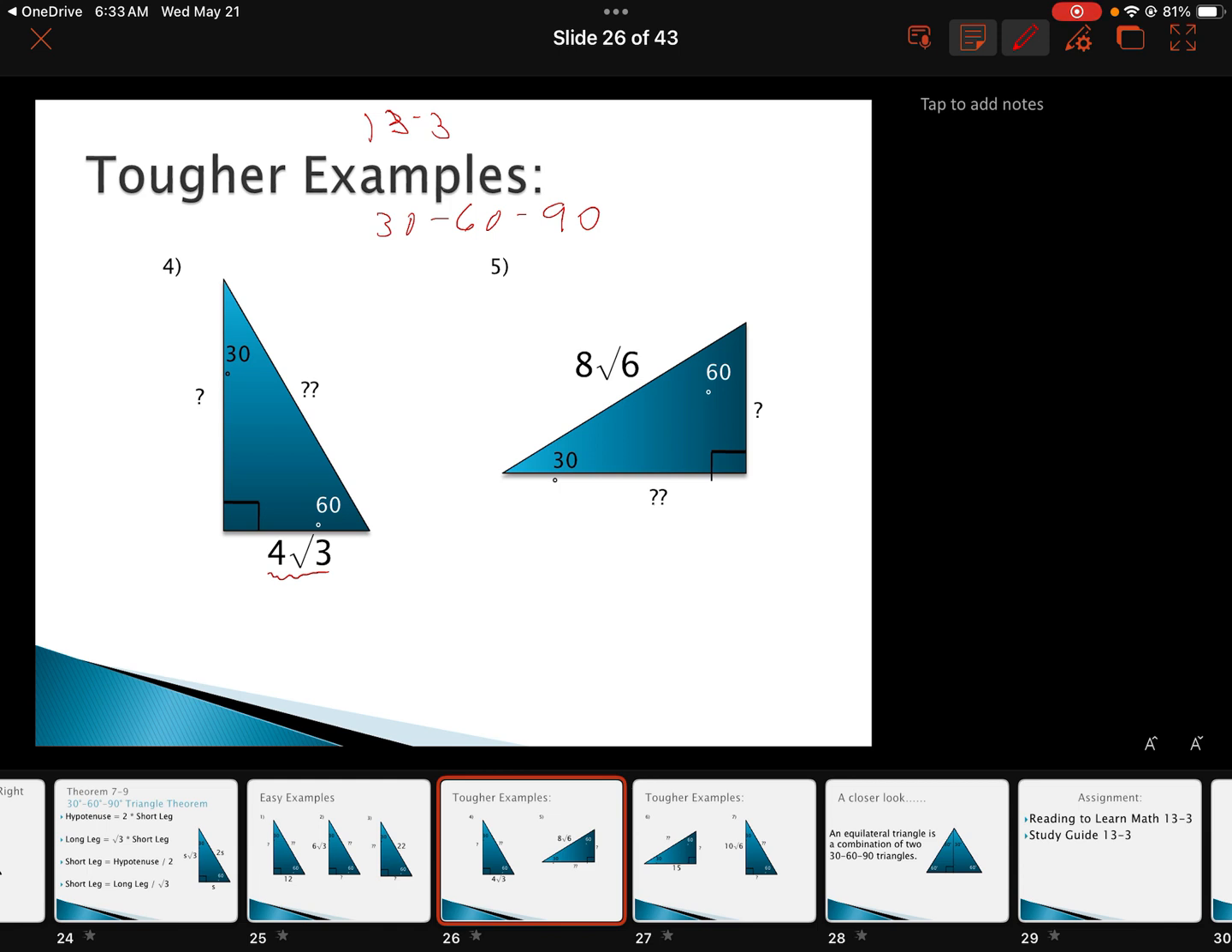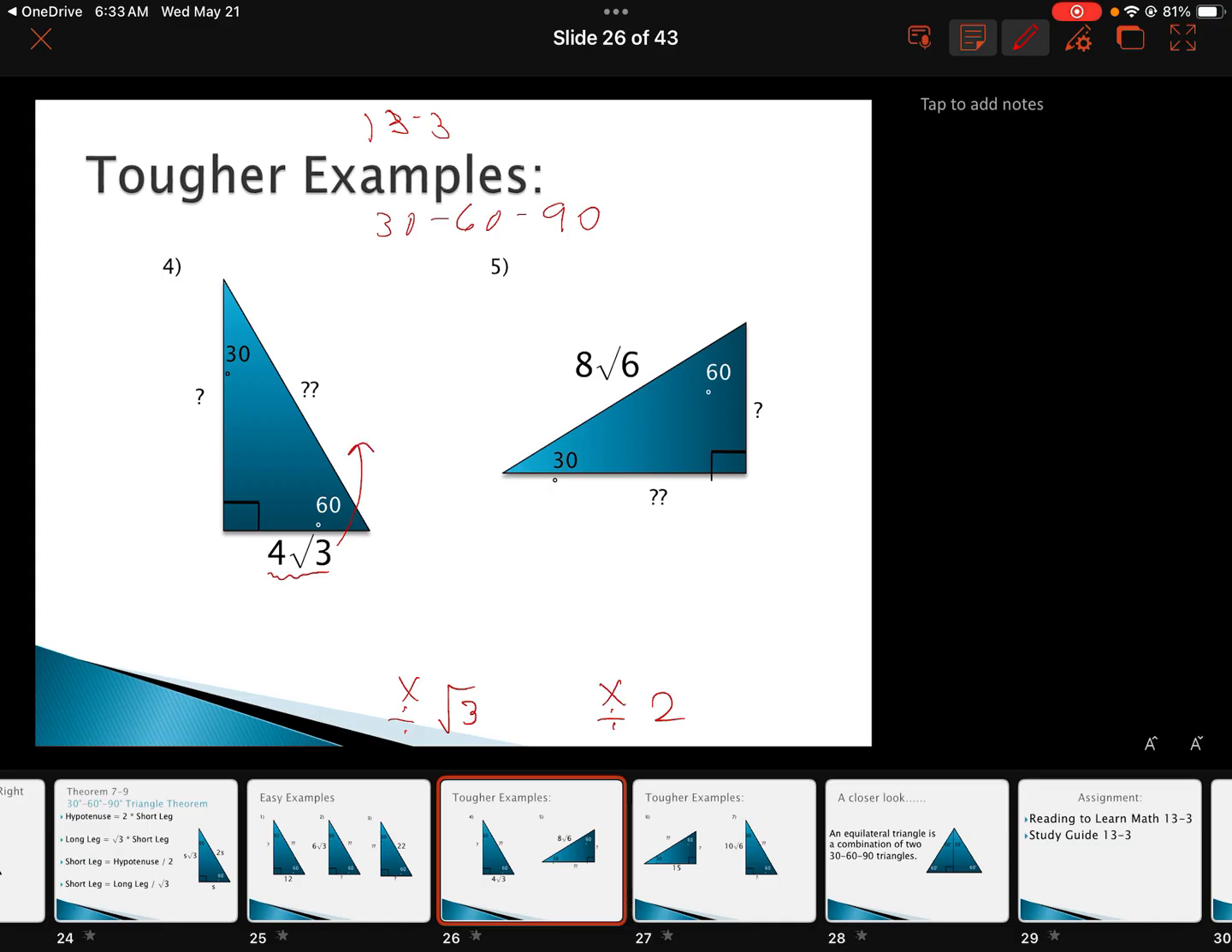Typically, in the easy problems, our short leg is a whole number. If it's not a whole number, you still do the same thing. You still multiply or divide by the square root of 2, and you multiply or divide by the square root of 3. Those are the two numbers that you're going to use. Remember, if we have short leg and we want hypotenuse, we multiply by 2.